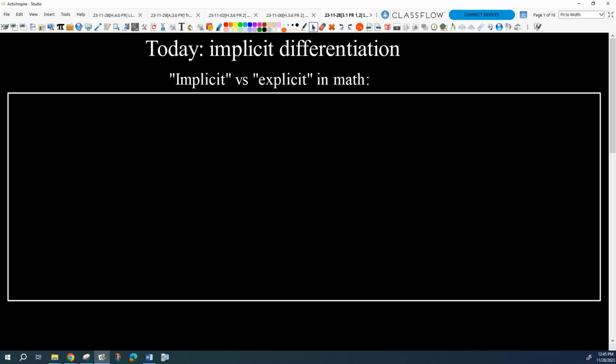So I'm gonna teach you guys how to do implicit differentiation. This is a huge topic in calculus. It makes things much easier. Sometimes it unlocks problems that we otherwise couldn't do. But to understand this, we have to know the difference between what we mean by implicit and explicit in math.